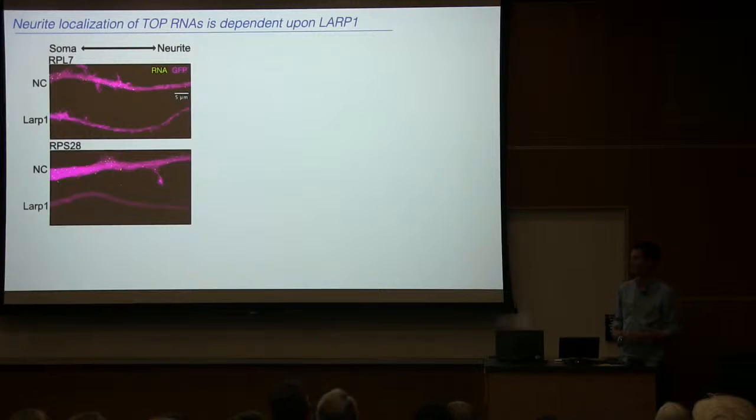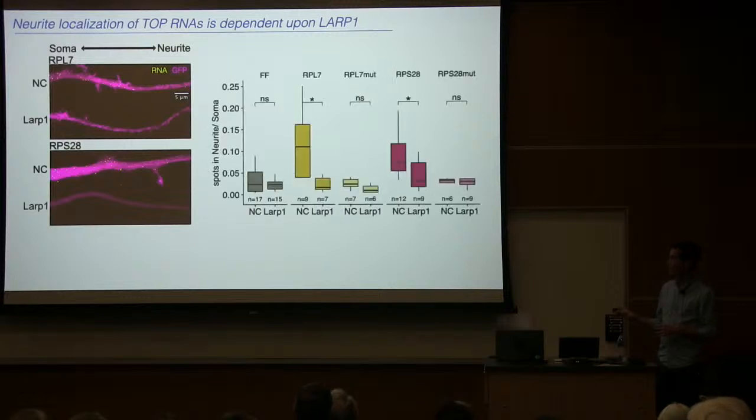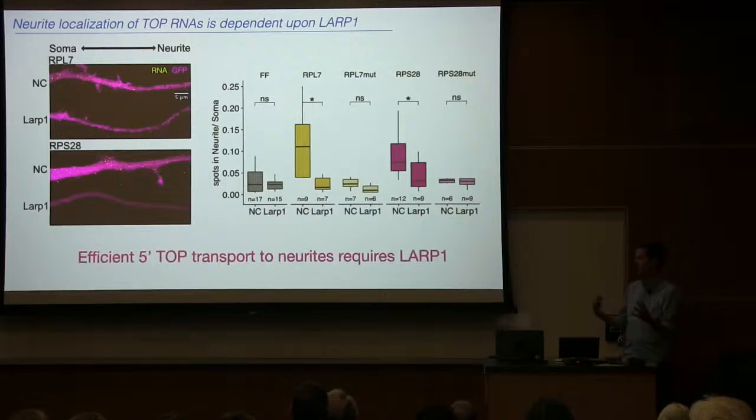And in mammals, there's like 7 or 8 of them, I think. So we did a targeted little siRNA screen against all of those LARPs and asked which of them are required for the localization of this reporter out to these neurites. And it turned out that one of the LARPs was required for this, a protein called LARP1. So if we knock down LARP1, a reporter that used to be very neurite enriched is no longer neurite enriched. Okay, so efficient 5' TOP transport to these neurites requires the protein LARP1.